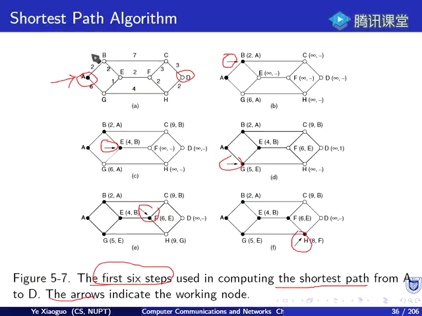So this is based on, if the link is broken, then change based on topology, right? If the link is busy, then change the packets to this path, according to the traffic, right? So they are different.